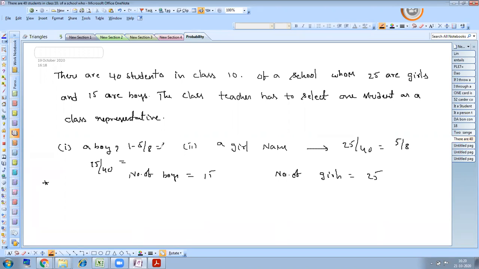1 minus 5 by 8 is 3 by 8. 15 by 40 is also 3 by 8. So the probability of getting a boy's name is 3 by 8, and of getting a girl's name is 5 by 8. So which has more chances? The girl's name. A girl has more chances of being the representative in this situation. I can go to the next question.